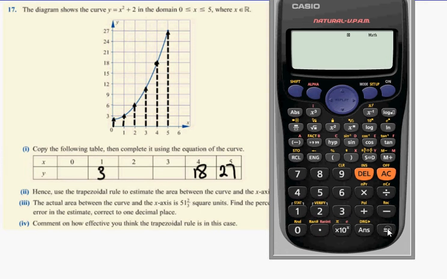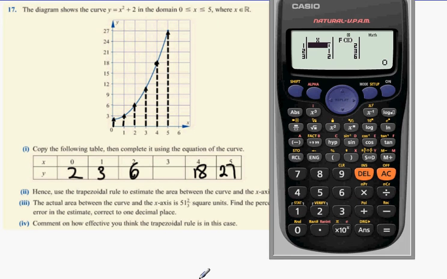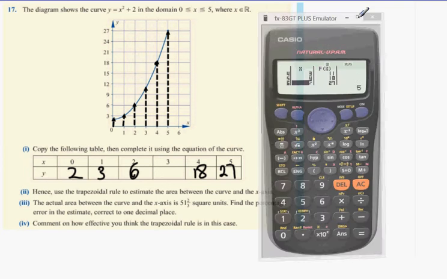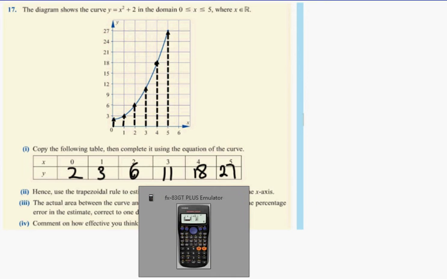Okay. 0, 2. The first one is 2. This one here is 6. Number 3 is worth 11. And then it's 18 and 27, which you already know. 11, 18 and 27. Connor?